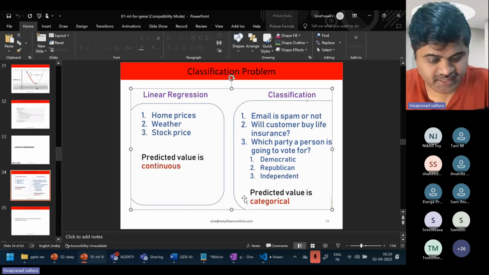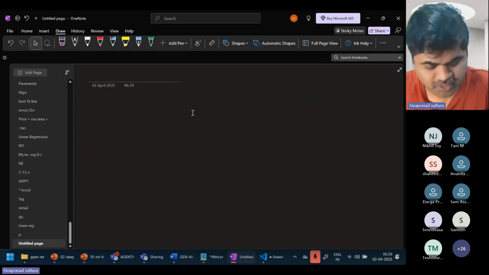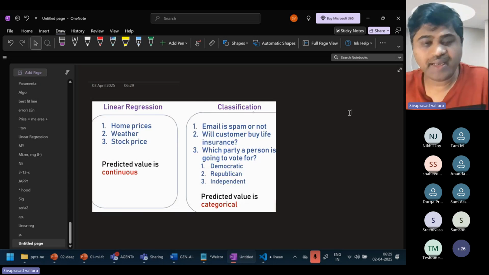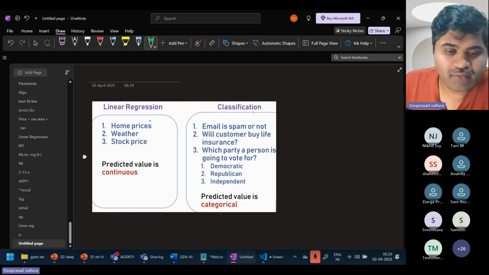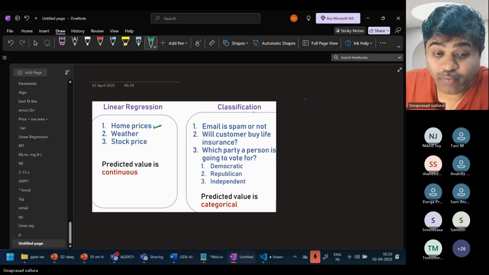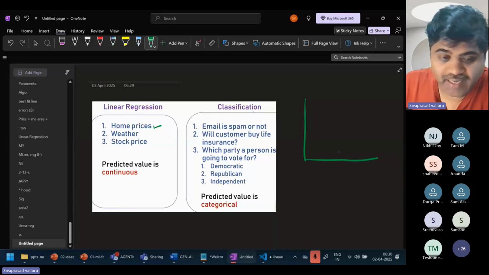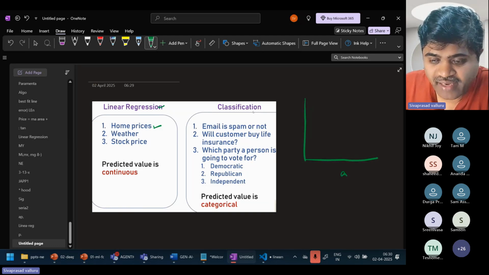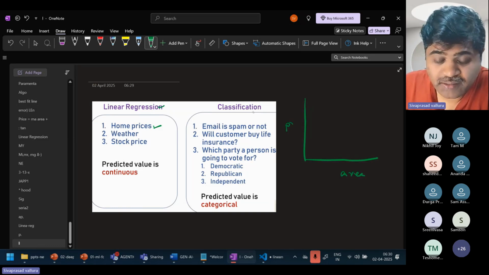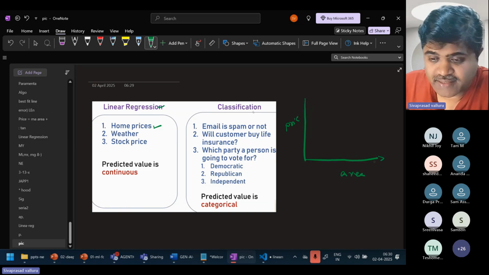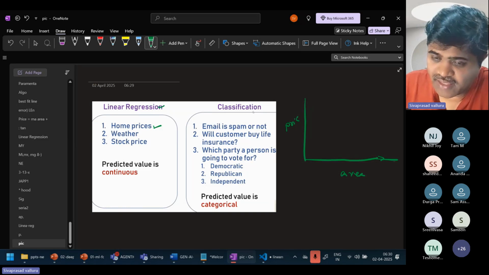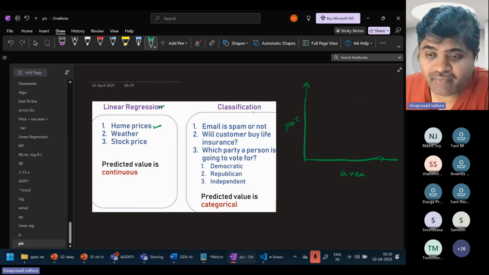So I will just take this diagram and I'll try to explain this. In linear regression, we saw how to predict home prices. That means whatever values we are trying to predict, if they are continuous, then we can use linear regression algorithm. For example, if I have area and price, this is the x-axis. The x-axis can go infinitely on the right side. The y-axis can go infinitely like this. For any given area, I can find out the price.